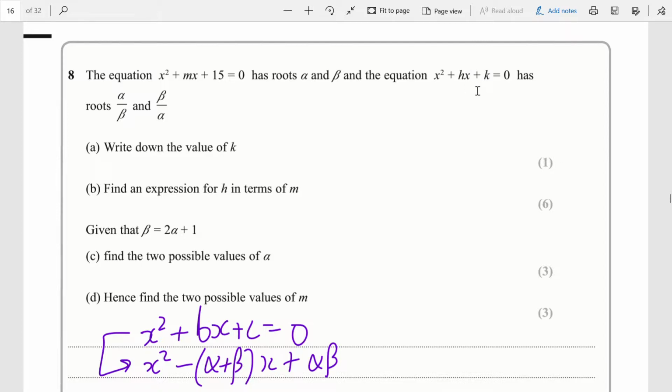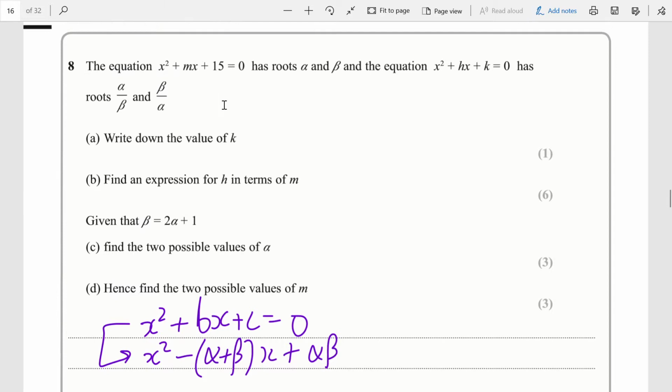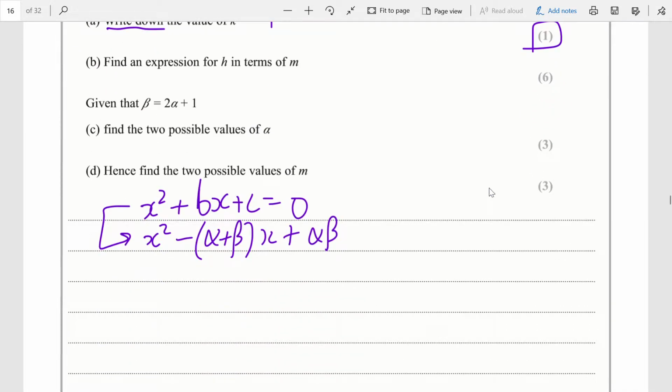The same applies to this with the roots alpha over beta and beta over alpha. So in this case, the first question being write down the value of k. k is going to be the product of the two roots, alpha over beta and beta over alpha. And of course, when you multiply these two together, the two betas cancel out and the two alphas cancel out, so you're just left with 1. That's why this is a question that says write down, and it's only 1 mark instead of find or anything like that. It's a pure accuracy question. You just need to write down that k is equal to 1.